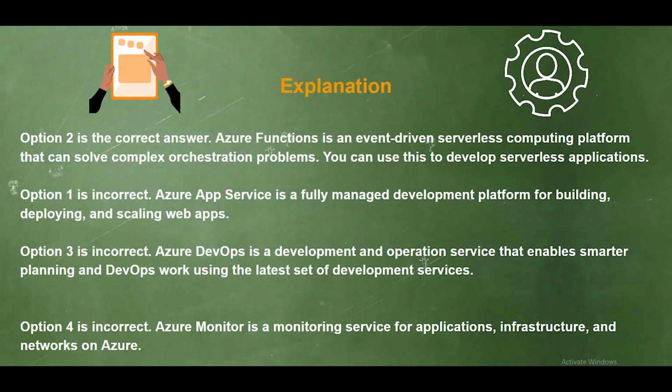Explanation. Option 2 is the correct answer. Azure Functions is an event-driven serverless computing platform that can solve complex orchestration problems. You can use this to develop serverless applications. Option 1 is incorrect. Azure App Service is a fully managed development platform for building, deploying, and scaling web apps. Option 3 is incorrect. Azure DevOps is a development and operations service that enables smarter planning and DevOps working using the latest set of development services. Option 4 is incorrect. Azure Monitor is a monitoring service for applications, infrastructures, and networks on Azure.